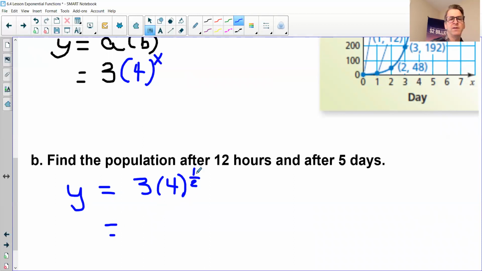What that means is, because we have 1/2 a day, and 4 raised to the 1/2 power, we're looking for the square root of 4, because the bottom number is the root. Remember, we turn that on its side. 2 is the square root of 4, so that would be 3 times 2, which is 6.